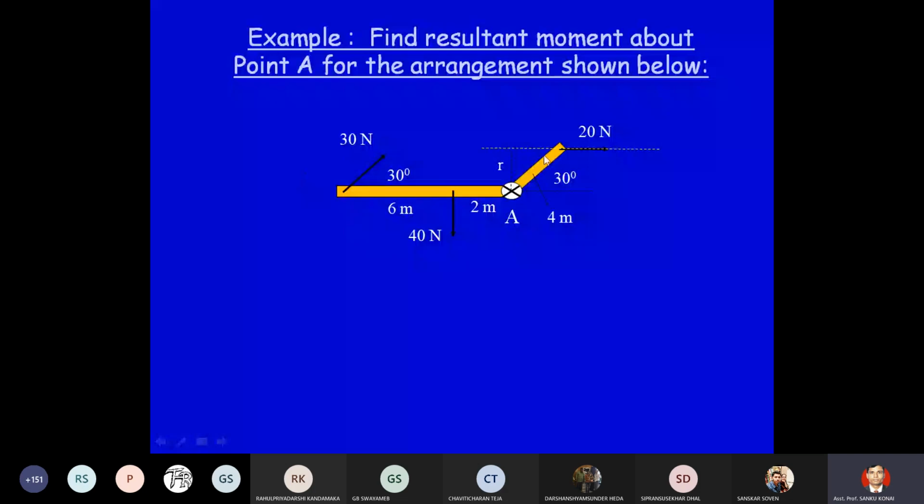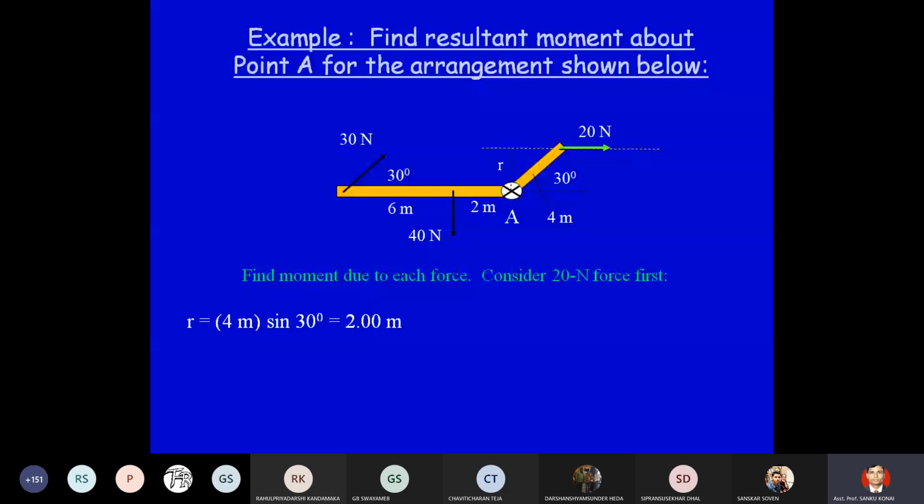Okay, the geometry is given, and this is very easy, but you have to be careful about the signs. Okay, so let's say first we are taking small steps to understand how to find out the resultant moment. So please be with me, and step by step we will understand this. Okay, so let's say first we consider this 20 Newton force.